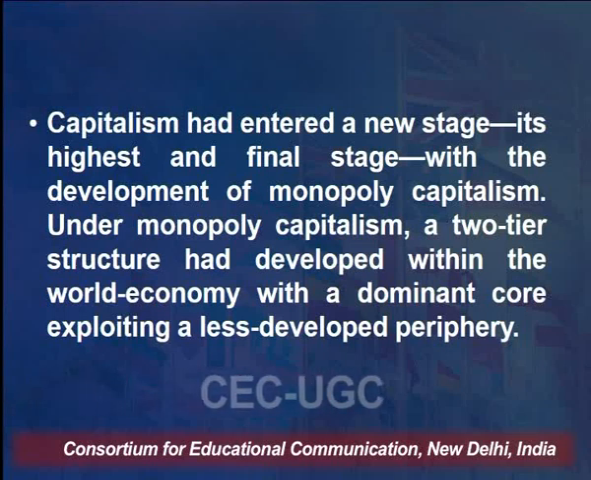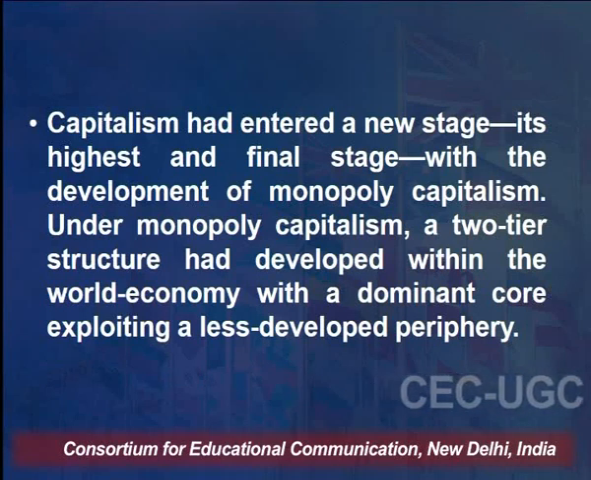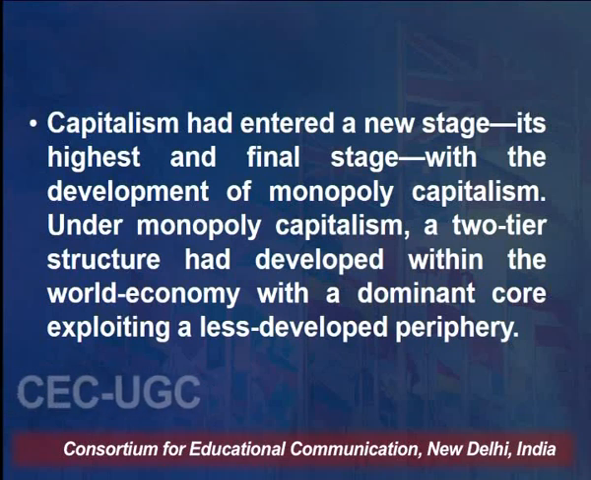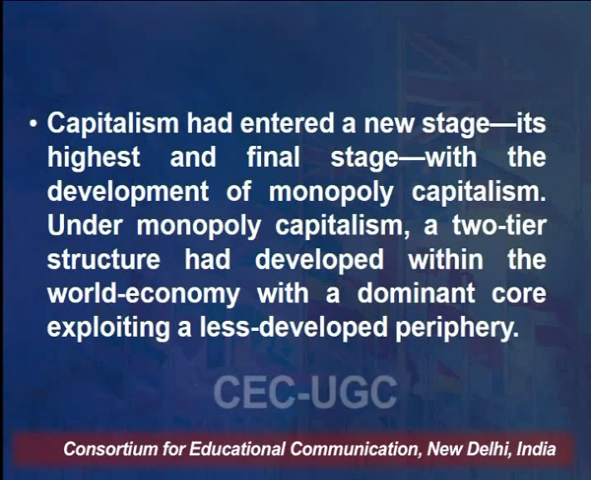Lenin argued that under monopoly capitalism, a two-tier structure had developed within the world economy, with a dominant core exploiting a less developed periphery. With the development of a core and periphery, there was no longer an automatic harmony of interest between all workers. Now, this is contrary to the argument given by Marx that the workers of the world must unite. Here Lenin argued that because of the development of core and periphery, the harmony of interest among the workers is no longer there.